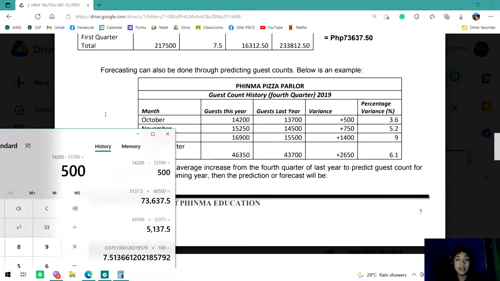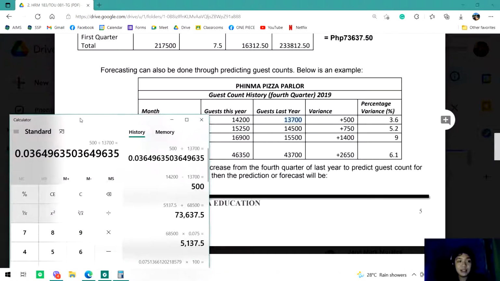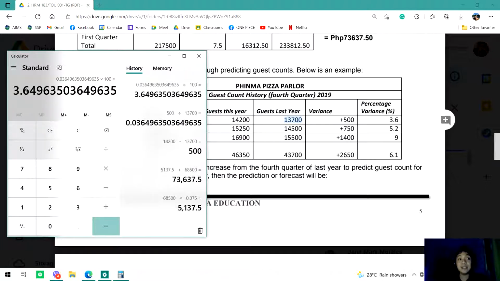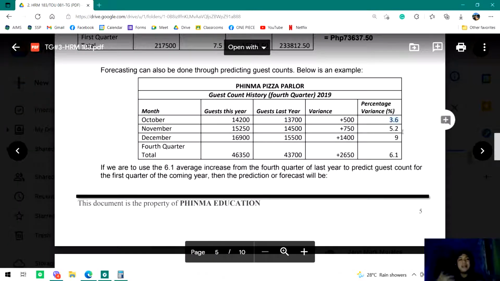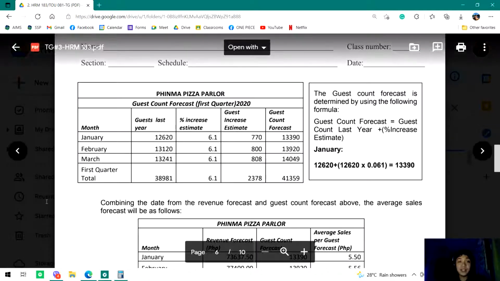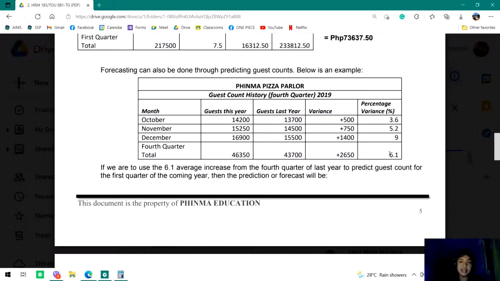And ang formula natin to get the percentage variance is variance divided by guests last year or sales last year. So, let's see. 500 divided by 13,700, which is yung guests last year. That is 0.036. Let's try to multiply by 100 to get the percentage. That is 3.6. So, tama siya. Same lang din yung formula na gagamitin mo to get the variance, to get the percentage variance, when forecasting the guests. So, nakuha natin na ang percentage variance niya is 6.1.